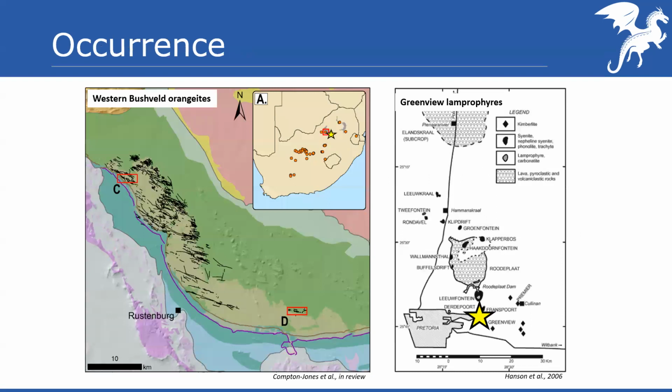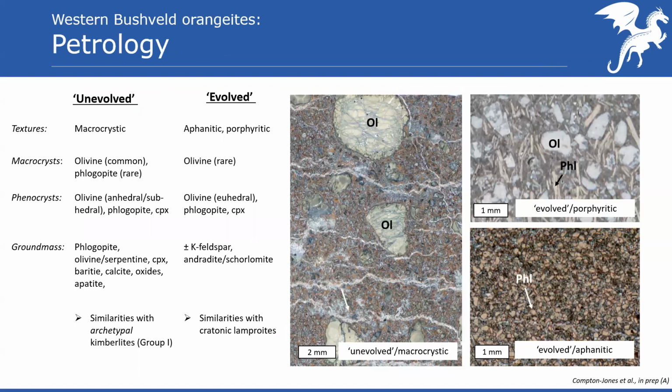So here's just some locality maps to give some context. On the left-hand side, we have the distinctive western limb of the Bushveld complex, and we have this almost 45-kilometer long dike swarm of aurangite intrusions around the Rustenburg area, and these are all Mesozoic in age. And then on the right-hand side, about 100 kilometers to the east, near the city of Pretoria, between Pretoria and the famous Premier kimberlite, we have these sites near Greenview and Francebourg, where we have outcropping of these alkaline lamprophyre dikes. So it's really important to understand the petrology of these rocks in order to see how the PGEs differ between the two members.